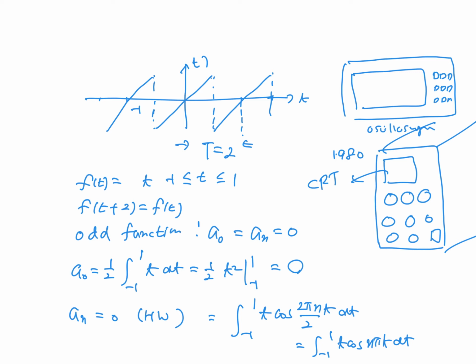So let's focus on Bn, which is non-zero. Bn is actually the integral from minus 1 to 1 of t sine n pi t dt. And normally you have to integrate by parts, obtain another form, and then do it again. So you have to do it twice. But I will give you a simple formula.